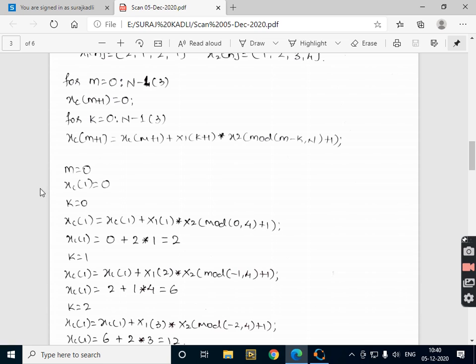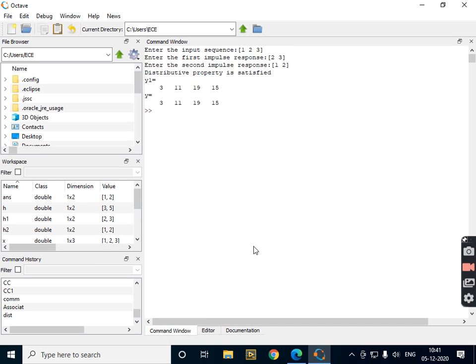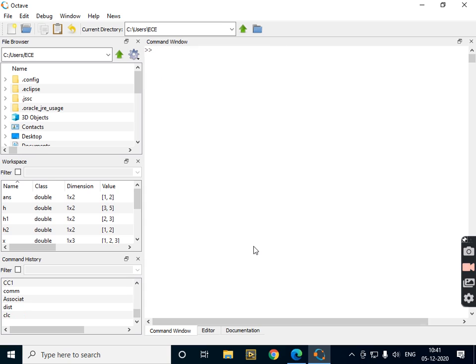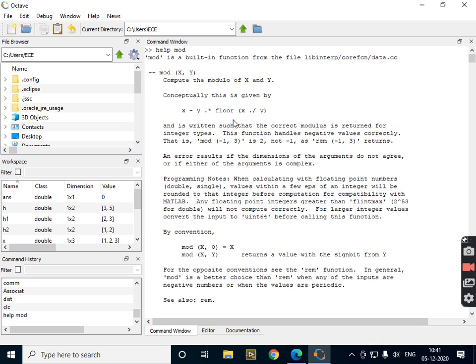Now how is this statement evaluated? Mod of 0 comma 4. Now mod of 0 comma 4, when both the arguments are positive, the result will be the first argument itself. Now the general notation for the modulus value is, you can type help mod in the command window. It will give you the documentation regarding that. Mod of x comma y, it will have two arguments. It will compute the modulo of x and y by using this formula.